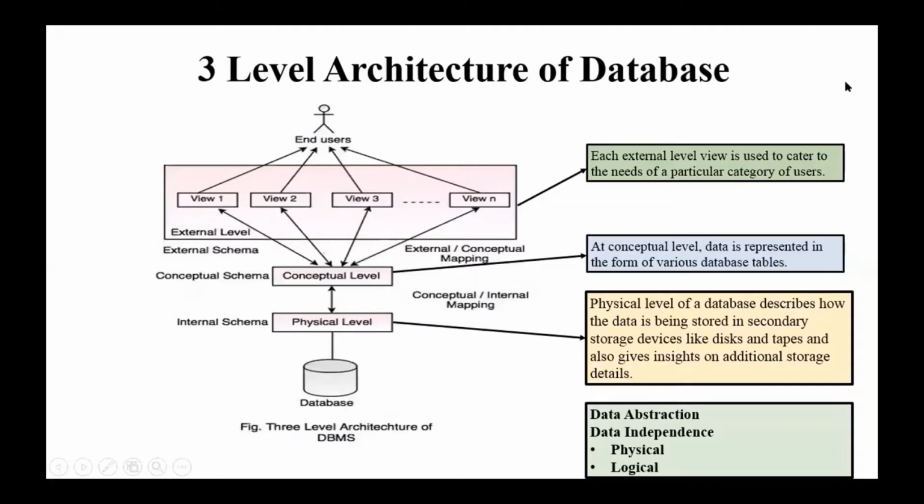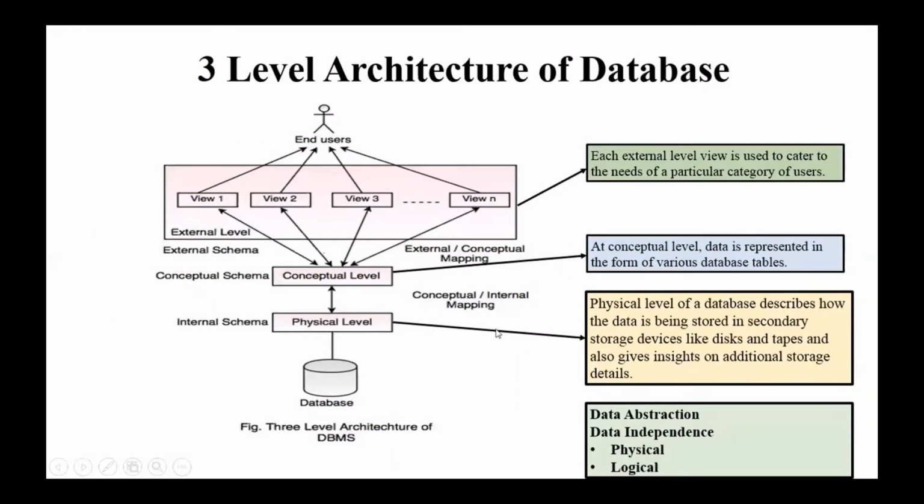Then we will come to the three-level architecture of your database. Your database is divided into three levels. The first level is your physical level, which is your internal schema. The second level is your conceptual level, and the final level is your view level.